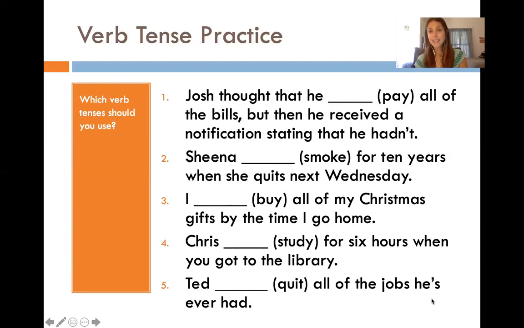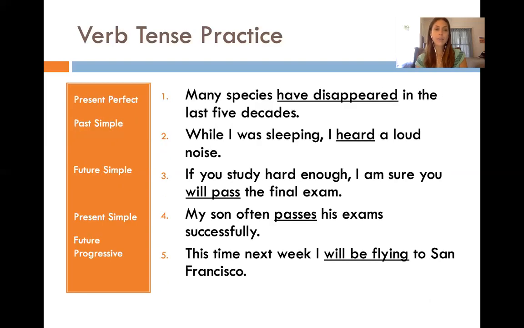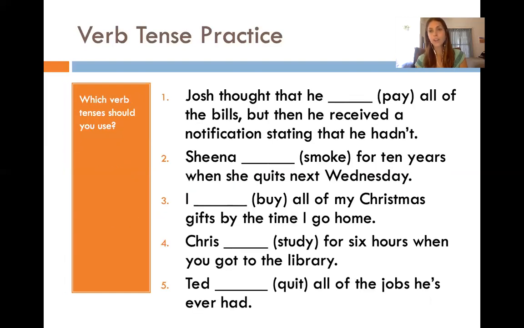All right, so let's do this again. Last time we reviewed the present perfect, past simple, future simple, present simple, and future progressive. So let's do 5 more. Same as before, in your notebook, please write down what you think are the right answers for numbers 1 through 5, and then we will review them. So pause this video.